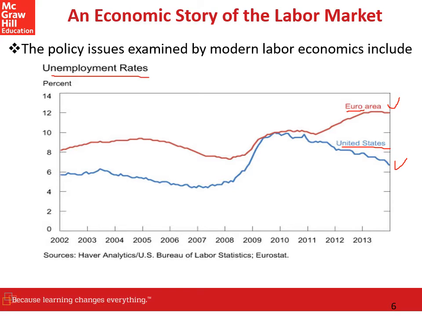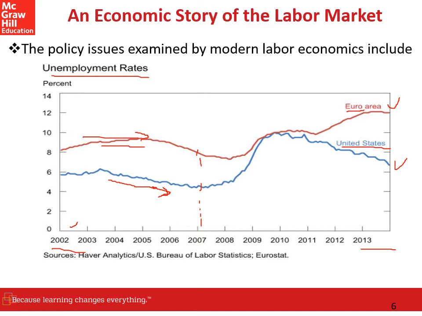From the period of 2002 all the way up to 2013, we can see that from 2002 to about 2007, the unemployment rate was much higher in Europe, about 7 to 8%, while the unemployment rate in the US was about 4 to 5.5%, and was decreasing during much of that period, while the unemployment rate in Europe was increasing for much of that period.